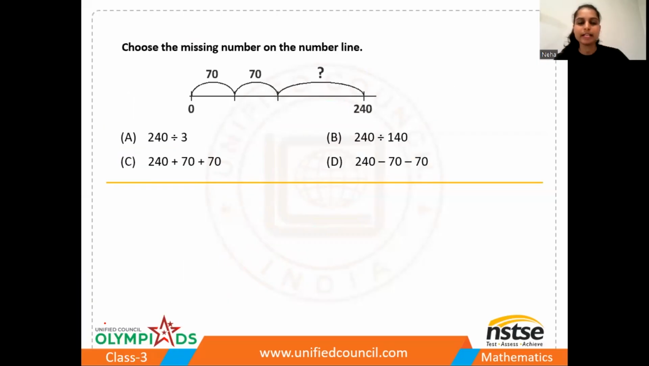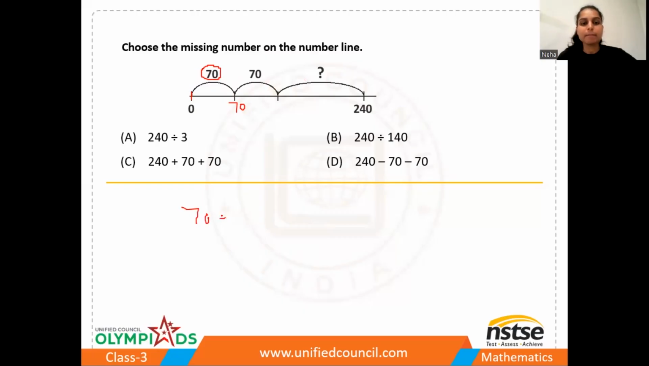So here, my dear students, this is your next question, and it says: choose the missing number on the number line. All right, so one number line is given and some numbers are written on the number line, right? The first thing is that we are jumping from one number to another number. So this is 70, right? This is written 70. That means this point is 0 and I am going to 70, so this point is 70. Then again from 70, I'm jumping 70 again, right?